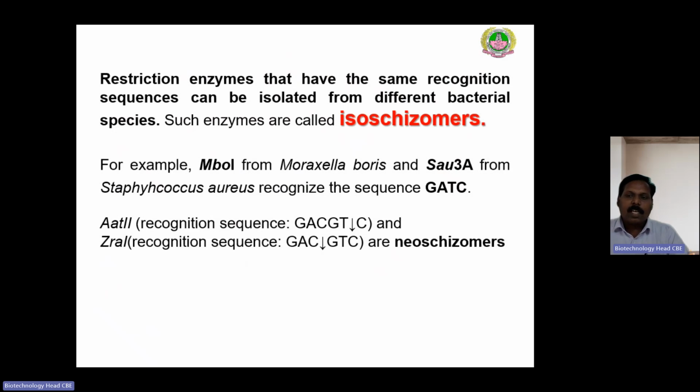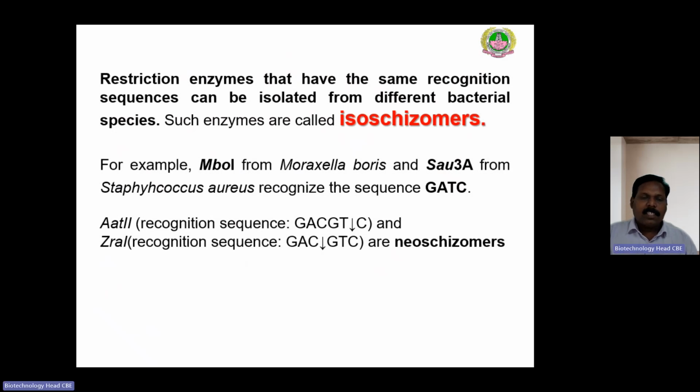engineering, and these enzymes have recognition sequences which may be very similar for some of the enzymes. Some restriction enzymes may identify a similar recognition sequence. In such case, those restriction enzymes from different sources but having the same recognition sequence are called isoschizomers. For example, the Moraxella bovis MboI and the Staphylococcus aureus Sau3A enzyme, both from 2 different bacterial sources, recognize the sequence GATC.